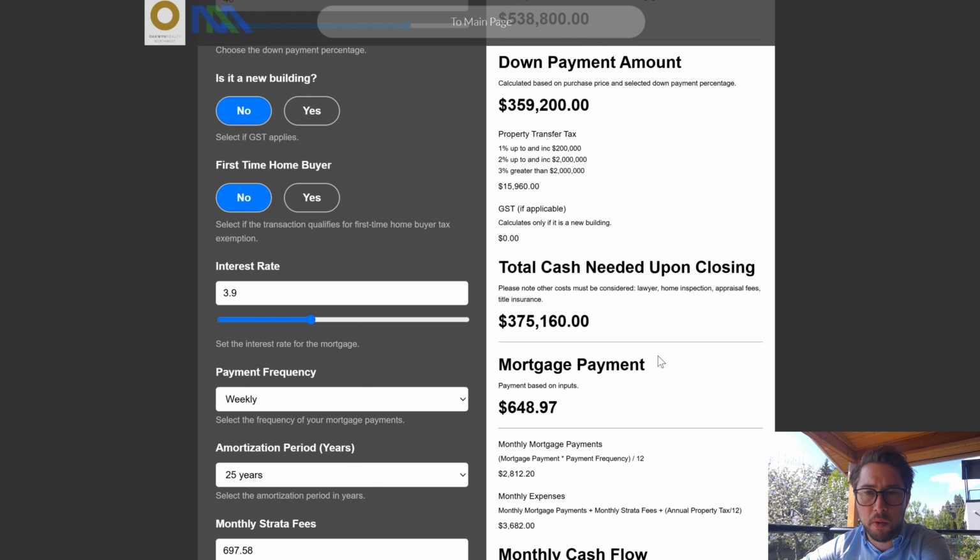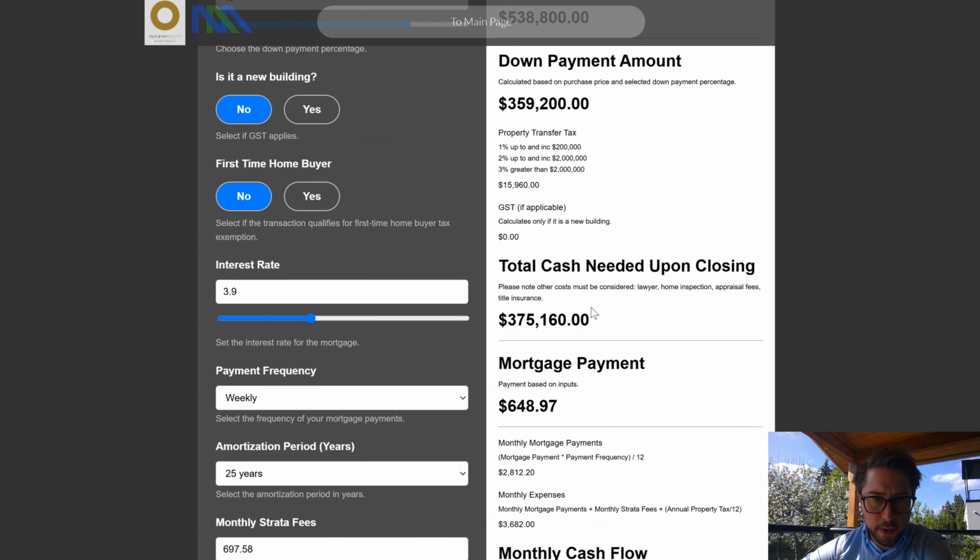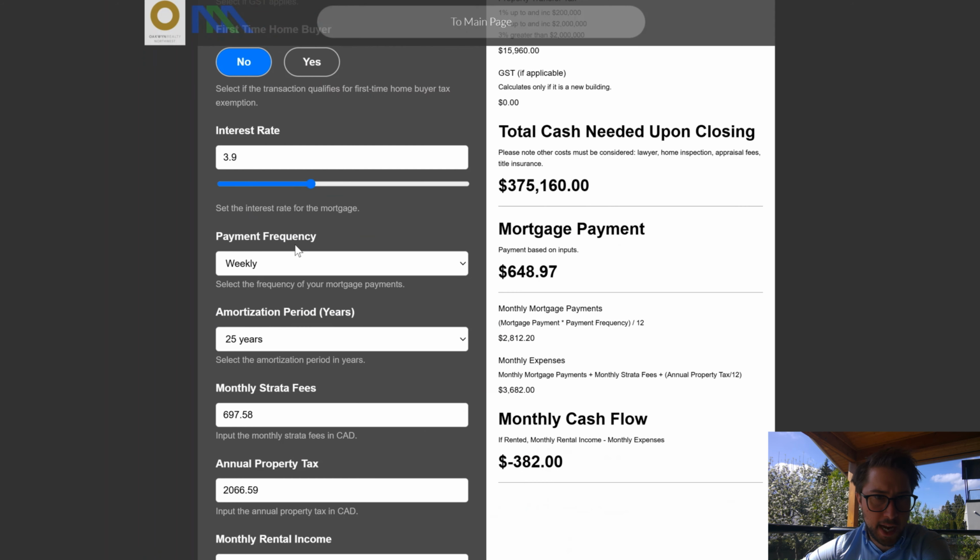This is not including lawyer, home inspection, appraisal fees, title insurance, those kind of extra fees. I got the main little bits of the actual transaction itself. So you might actually have to expect more, but this is total closing on this particular mortgage. So with our mortgage frequency, amortization, and interest rate, we can see our mortgage payment. So this would be our weekly mortgage payment in this case.